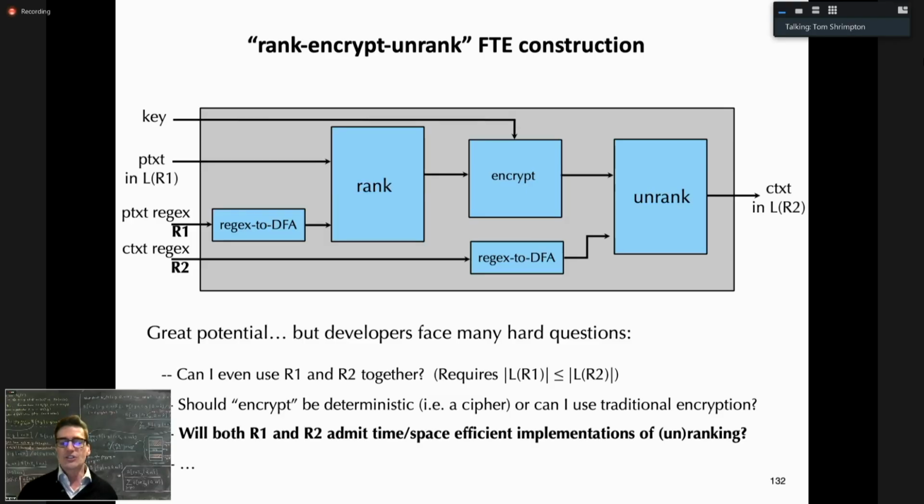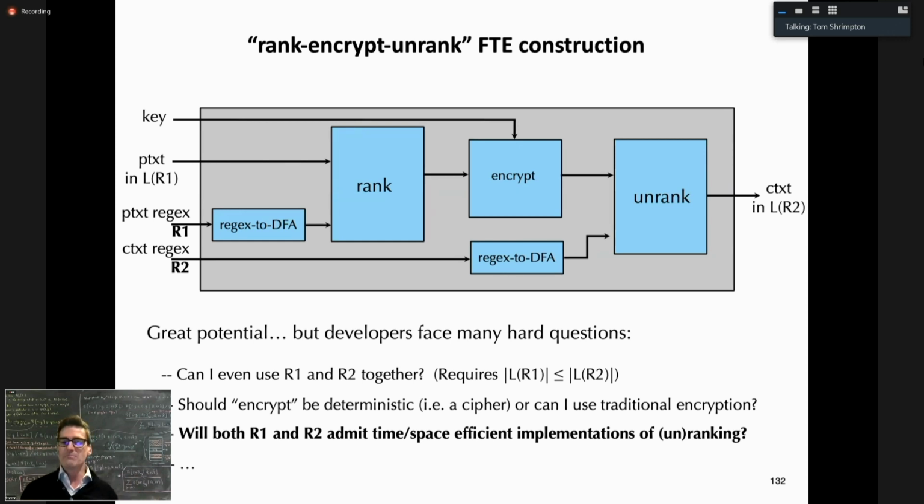Other questions like, should your encryption scheme that's sort of in the middle here be deterministic like the ciphers we looked at? Or can I use traditional encryption, like some sort of counter mode based AE scheme that has stronger security properties? Which of these should I use? Which of these can I use?